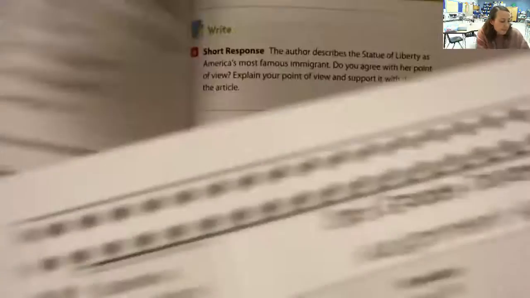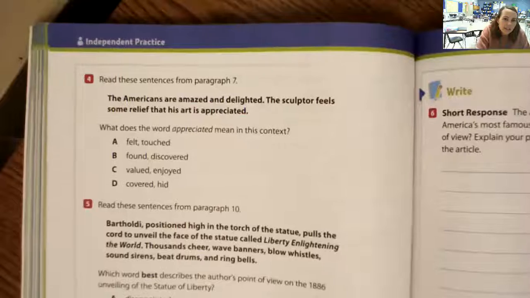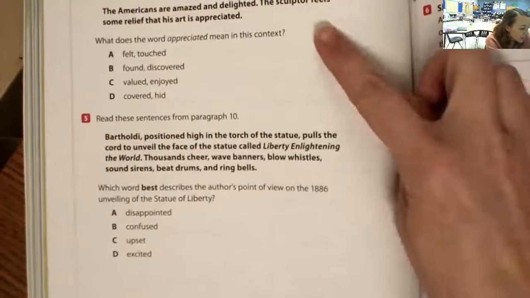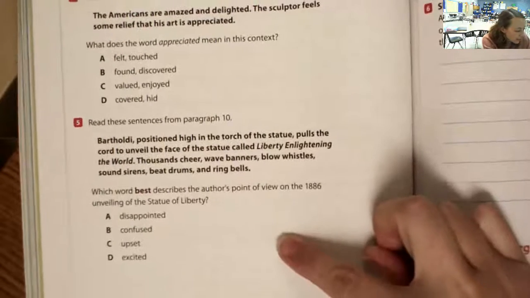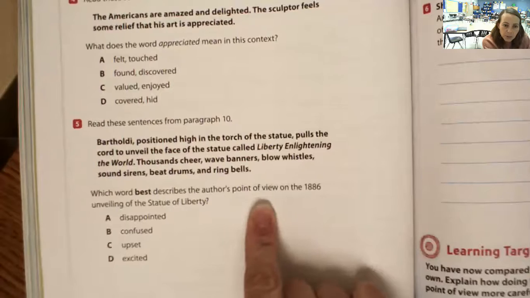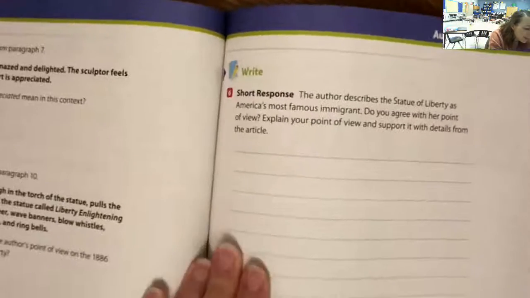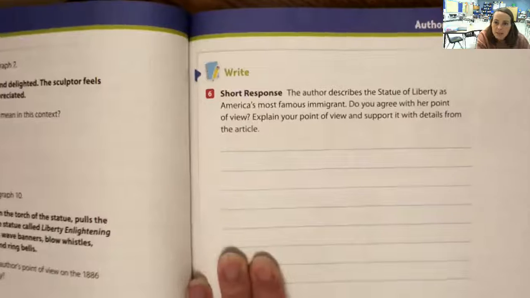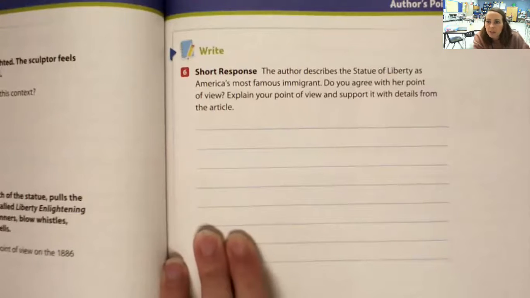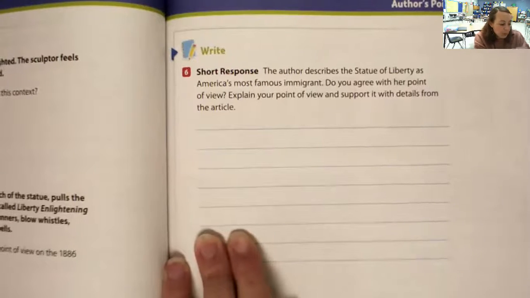All right, for Friday's assignment, you have 2 iReady pages, 186 and 187. These go along with that text, Our Most Famous Immigrant. You have 2 questions to answer here. This one's on author's point of view again. And then over here on page 187, you have another short response. The author describes the Statue of Liberty as America's most famous immigrant. Do you agree with her point of view? So you're going to compare your point of view to the author's. Do you agree or do you disagree?